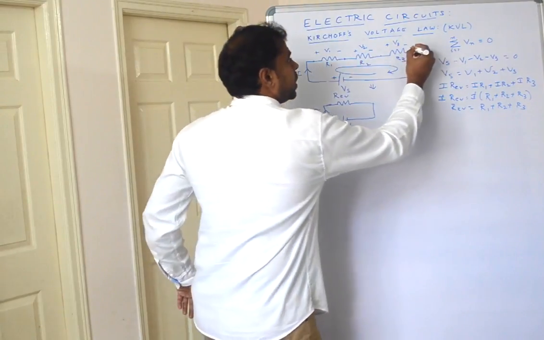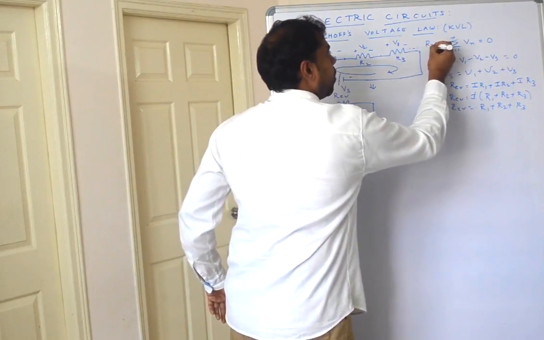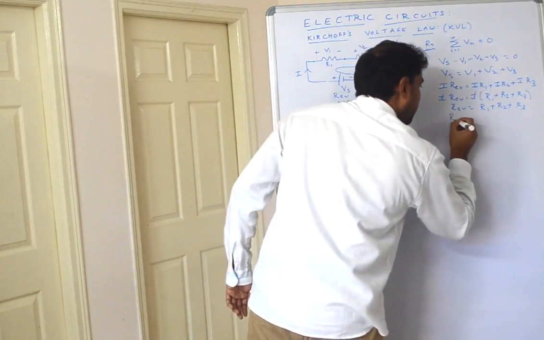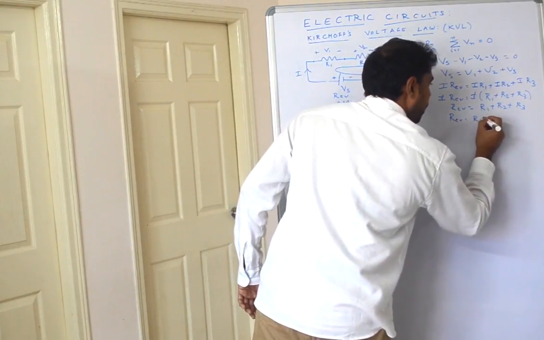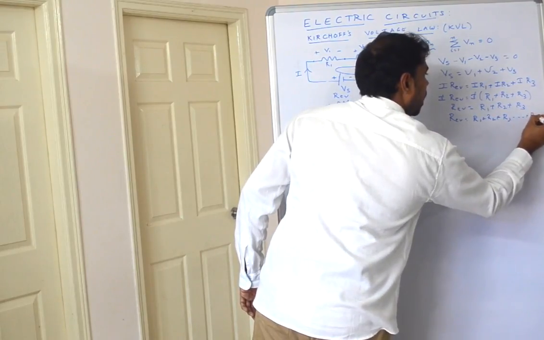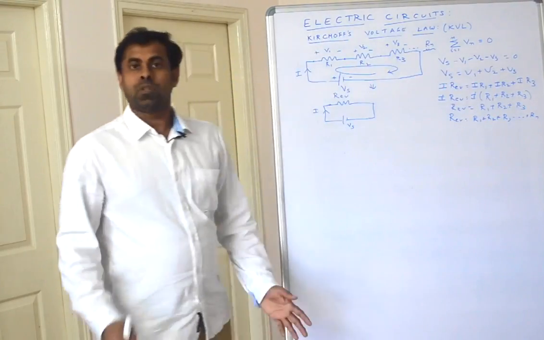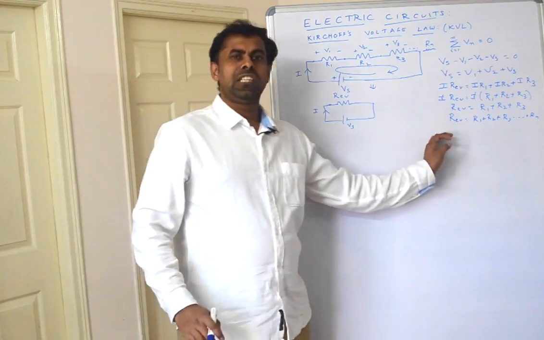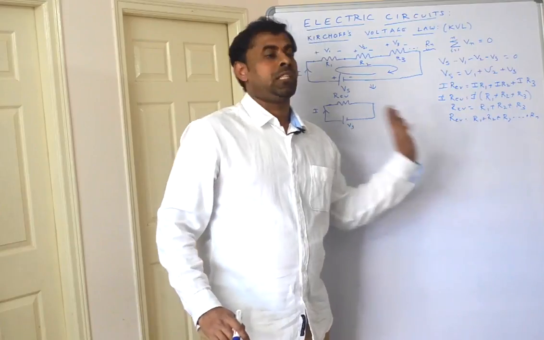Suppose n elements are connected up to Rn like this, then R equivalent is nothing but R1 plus R2 plus R3 up to Rn. Suppose any number of elements are connected in series, then equivalent resistance is nothing but the sum of all the resistances.